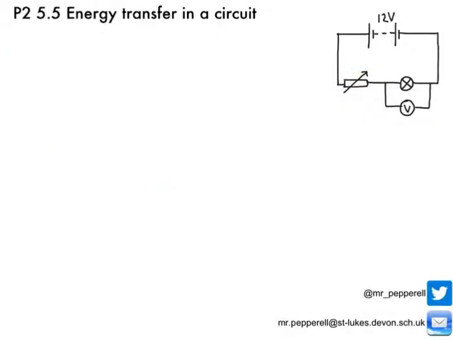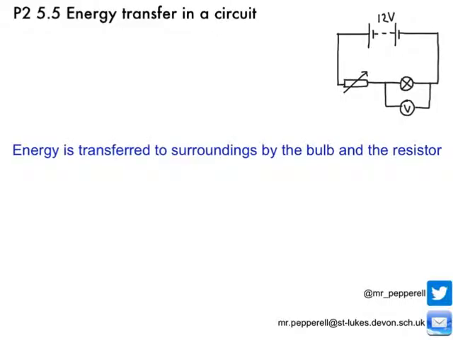So what I can say is that both the bulb and the resistor transfer energy from the battery to the surroundings. The bulb gets hot and it gives out heat, the resistor gets hot and it gives out heat, so the energy is transferred to the surroundings by both the bulb and the resistor.